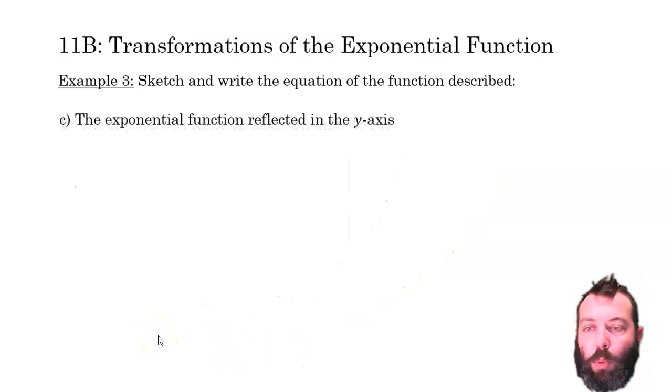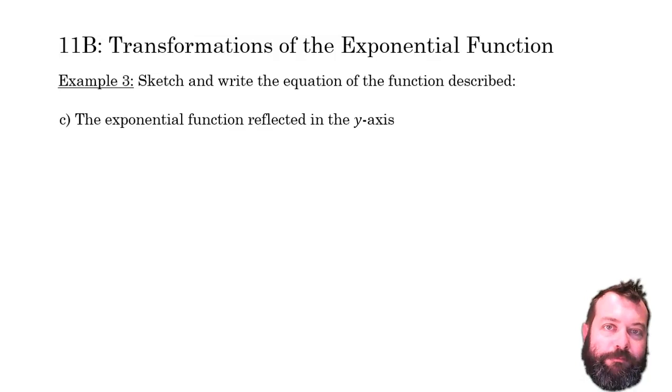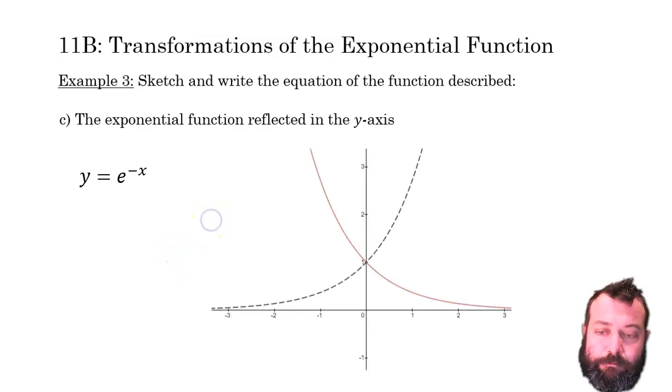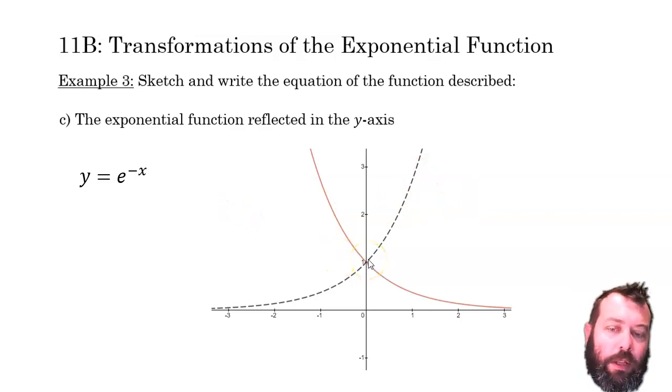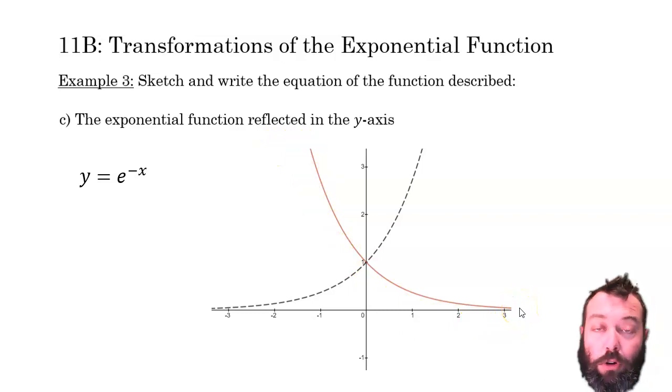Next up, I want to reflect this in the y-axis. To reflect a function about the y-axis, I replace x with negative x. So instead of e to the x, I have e to the negative x, and its graph will look like this. The y-intercept of course stays the same, but now I have exponential decay instead of exponential growth. The horizontal asymptote hasn't moved, but I approach 0 on the right instead of on the left.